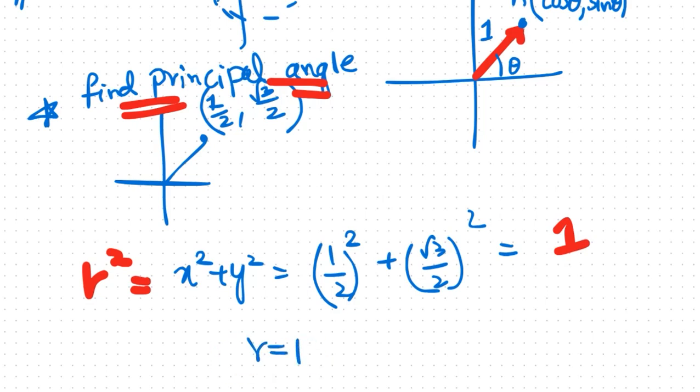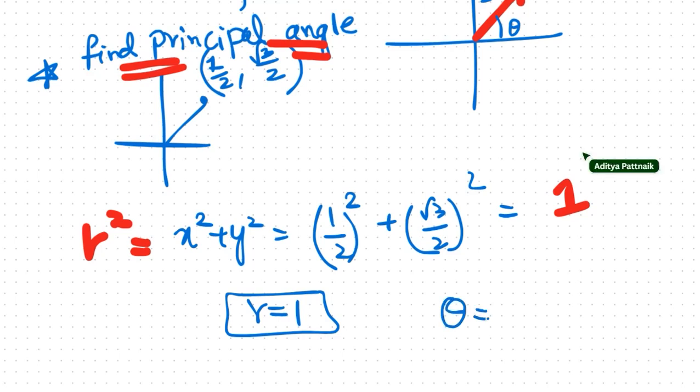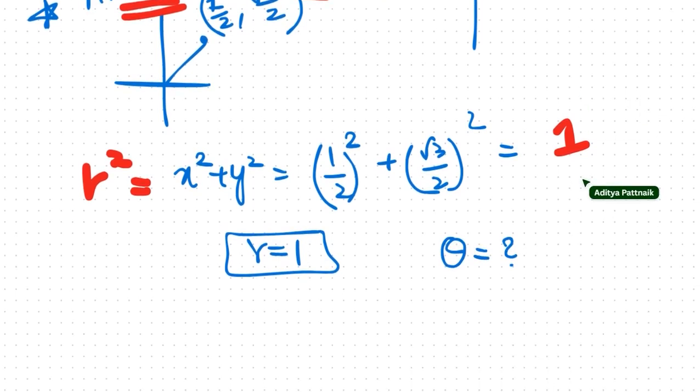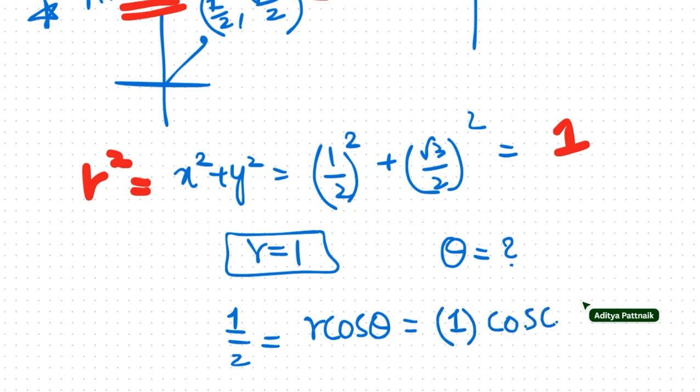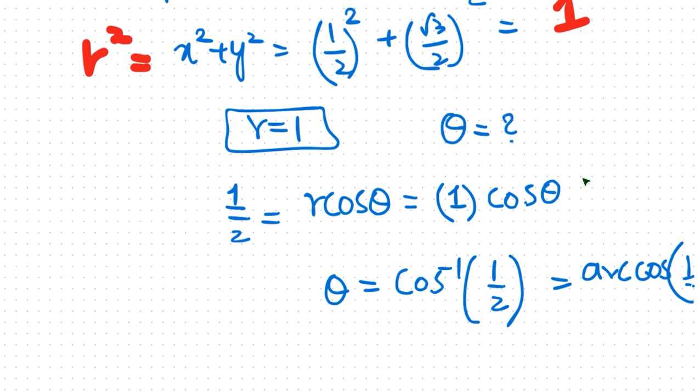And then once you have that, you can plug into the other equation. So 1/2 is equal to r cosine theta, and r is 1, so cosine theta is 1/2. So theta will be the inverse cosine of 1/2.